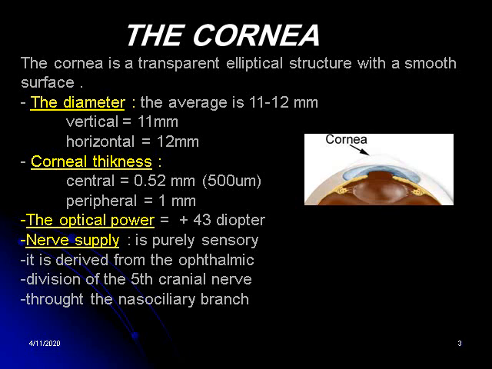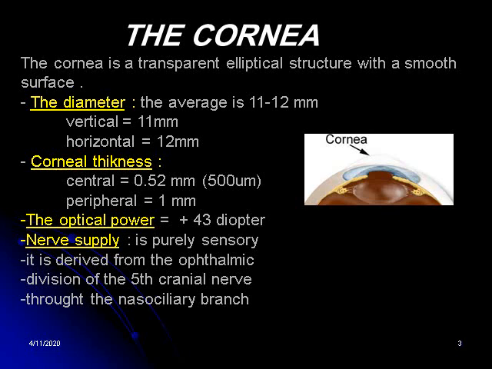Now, the cornea is a transparent elliptical structure with a smooth surface. As you can see, the cornea is the outermost transparent part of the external coat. The outermost coat is the fibrous coat, which is made up of an opaque part, which is the sclera, and the most visible or transparent part, which is the cornea, constituting around 1/5 of the outer coat.